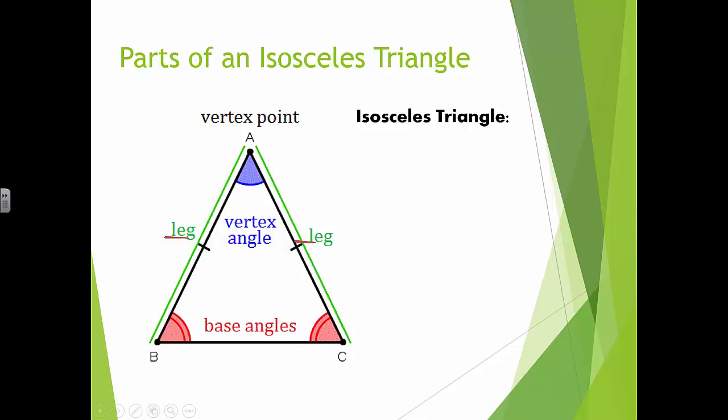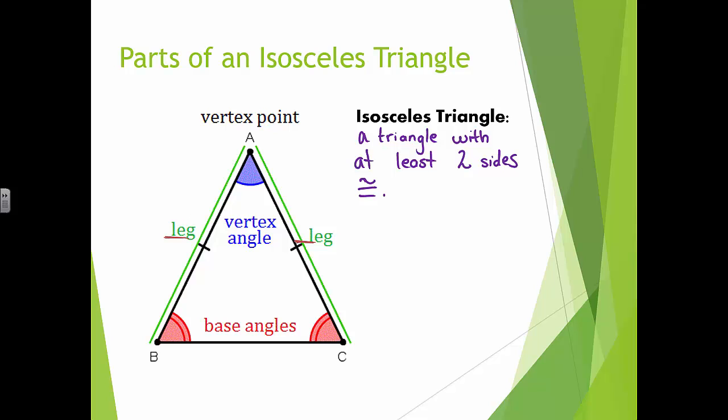So an isosceles triangle we talked about before. The definition is a triangle with at least two sides congruent. Now, most of the time when we talk about isosceles triangles, we're talking about exactly two sides being congruent, but the definition really is at least two.